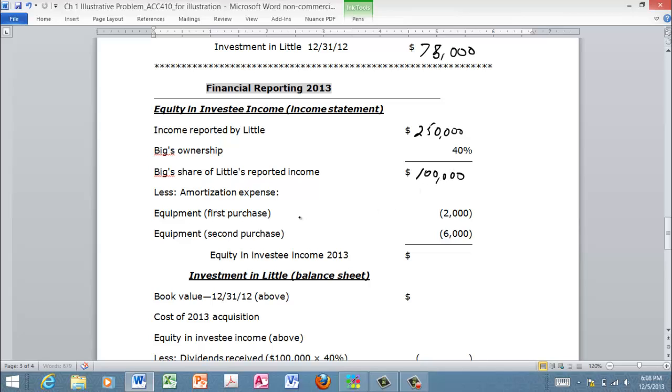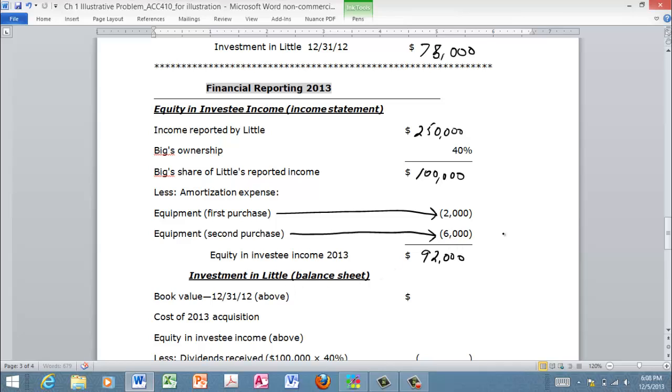Okay. Now, here's that equipment again. I knew we were going to need that. There's my $2,000 from the 10% purchase. And when I made the second purchase, there's $6,000 that needs to be amortized. Okay, so remember those from previously. And now I'm down to a net equity in the investee income of 92,000.